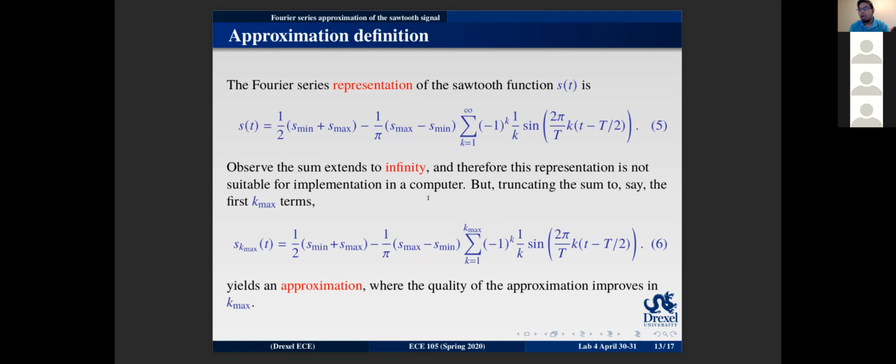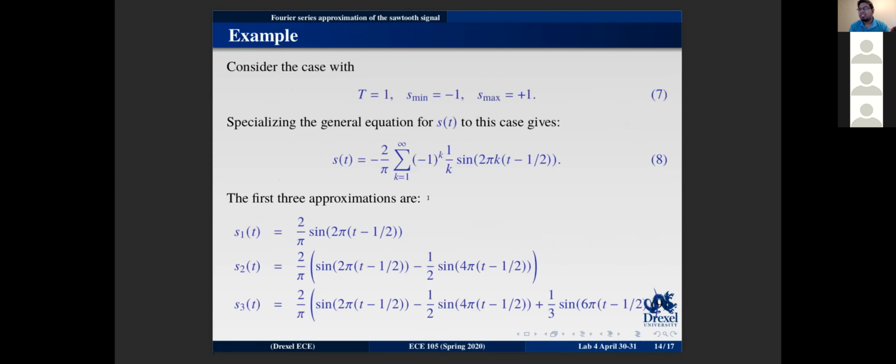And here's an example: at time period t equal to 1, S min is -1 and S max is +1. So this is your Fourier series representation with these values, and you basically find S1, S2, S3, which are all k values that you're supplying. As you increase your k values, these equations get bigger and bigger, which means you get a much better approximation every time.